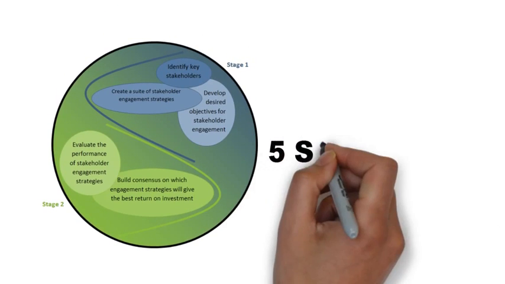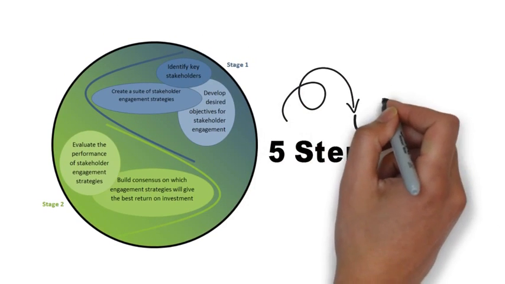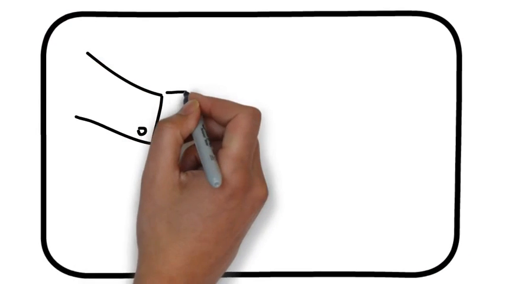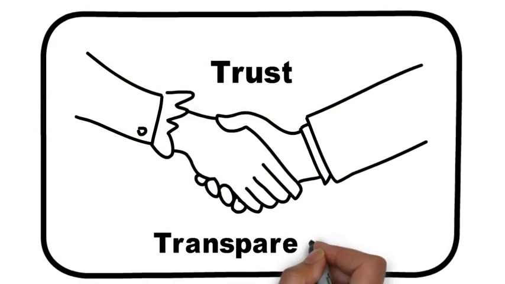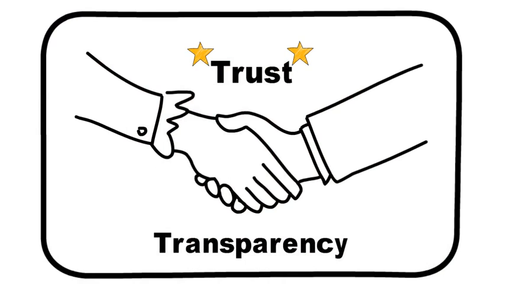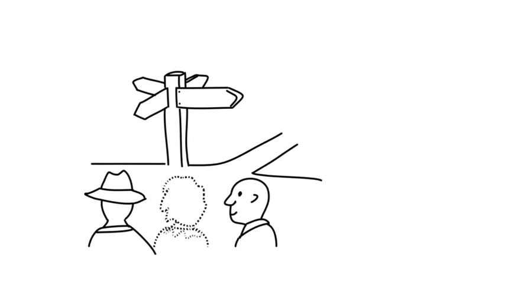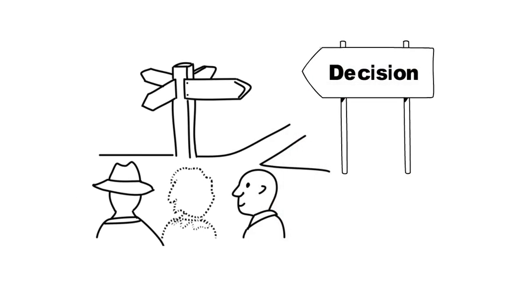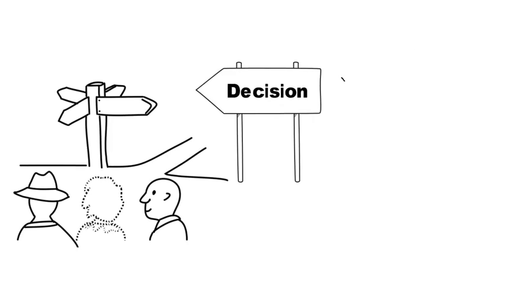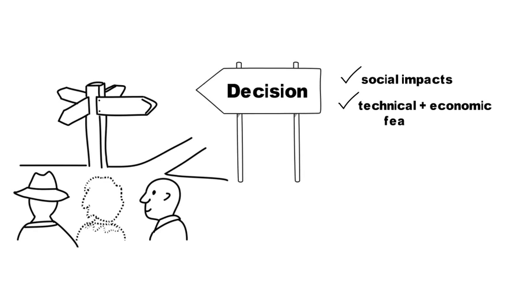In practice, these 5 steps are overlapping and iterative. When prioritising stakeholder engagement options, we focus on trust building and transparency in decision making. These are more important than whether or not a consensus position is actually reached. In the past, decisions have been challenged or reversed due to incomplete consideration of stakeholders' diverse opinions. So we always need to consider social impacts when making decisions about biosecurity, in addition to technical and economic feasibility.